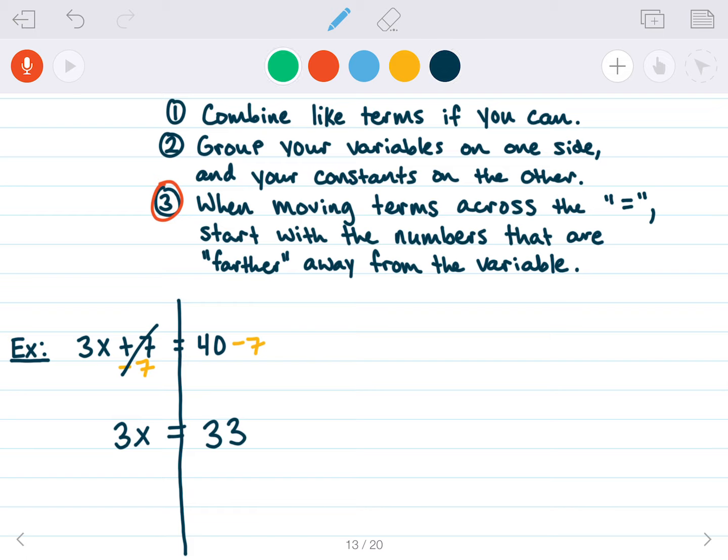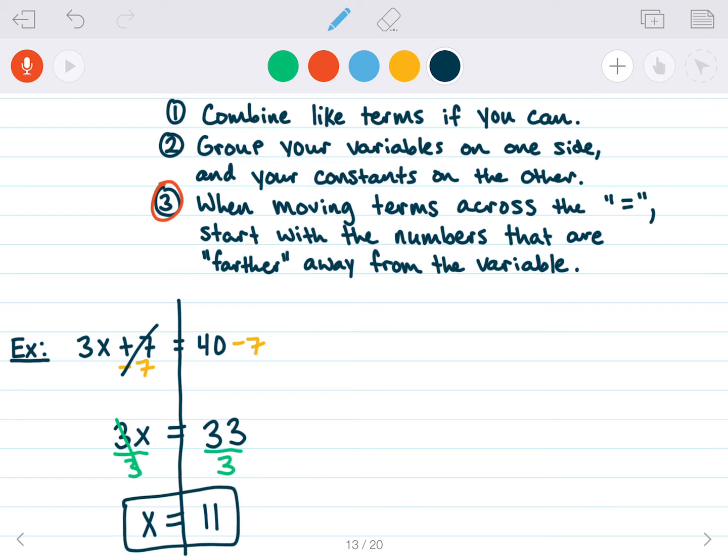How do I get rid of multiplication by 3? I need to do the exact opposite, which is division by 3. I need to divide both sides by 3. And when I do that on the left, I get 1x, or just x. And on the right, 33 divided by 3 is 11.